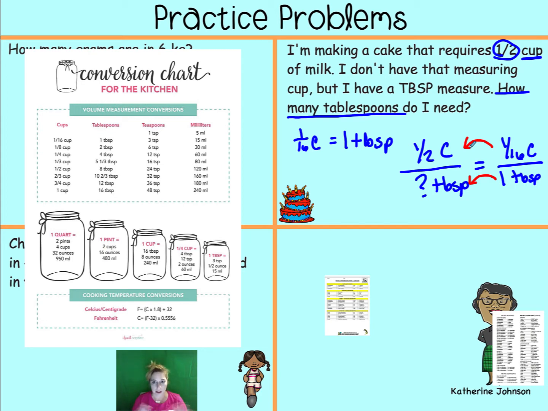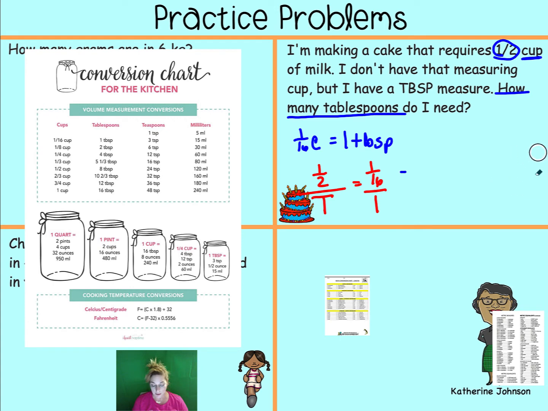So let's rewrite it so it doesn't have so much stuff in it. I have 1/2 cup over T for tablespoons, equals 1/16 over 1. And now remember, these aren't fractions, so it's okay. They're proportions. It's okay if we have fractions in here. But if we were trying to write fractions, we can't do this that way. So my cross multiplying, just crisscross. What's T times 1/16? And then 1 times 1/2.